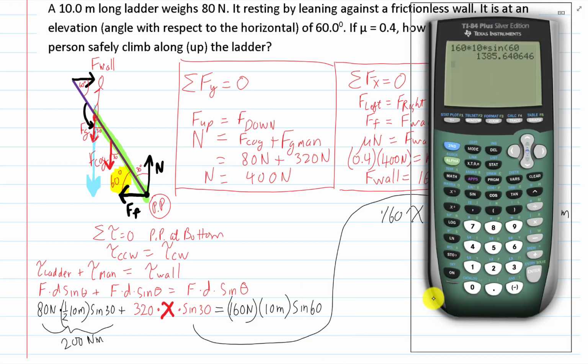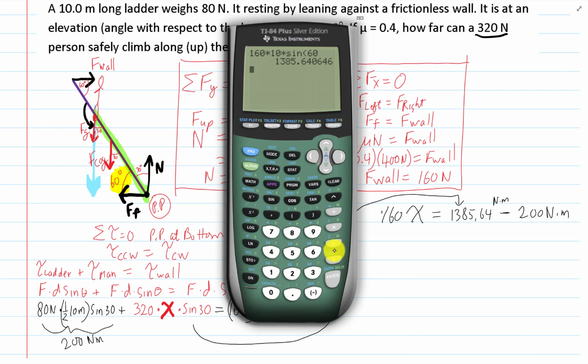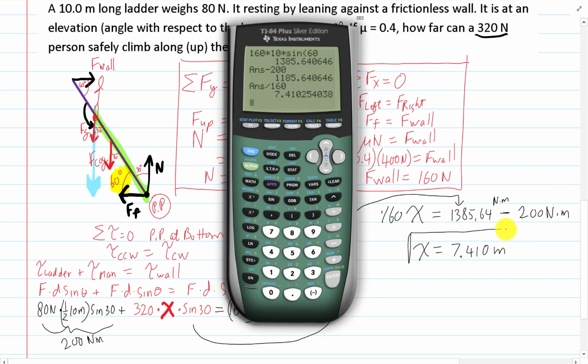And now we just have to solve for x. So we take this number, subtract 200. That'll be the total torque that is the person. And divide that by 160. And we got x is equal to 7.410 meters. Is that okay? Good question. That's how high up he could go on the ladder.